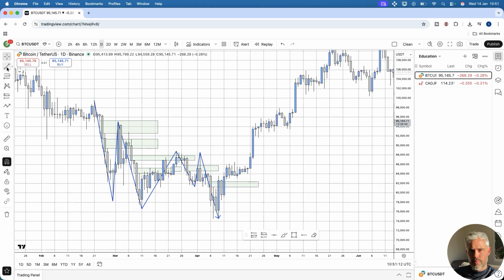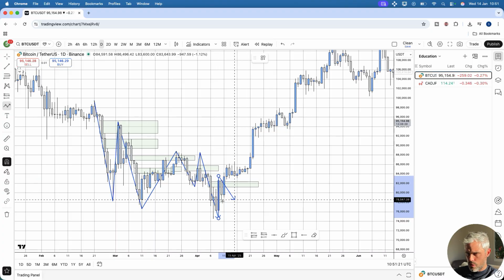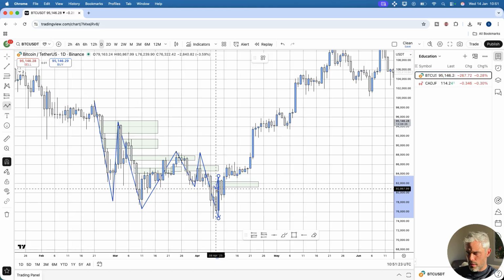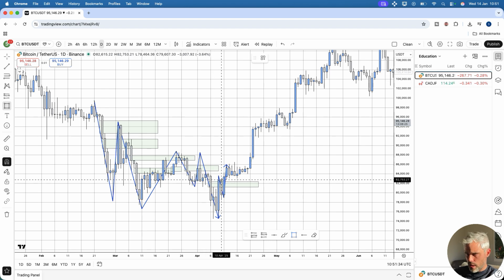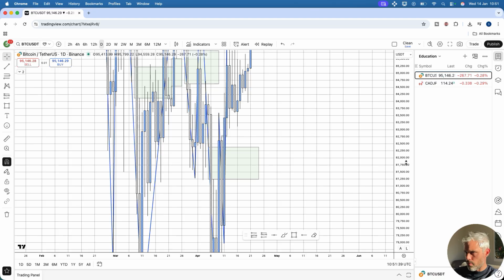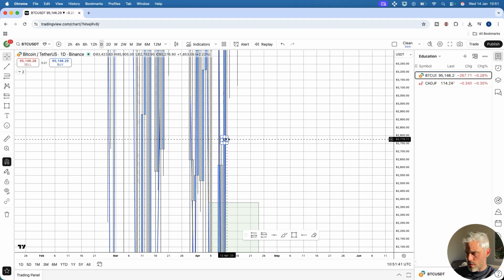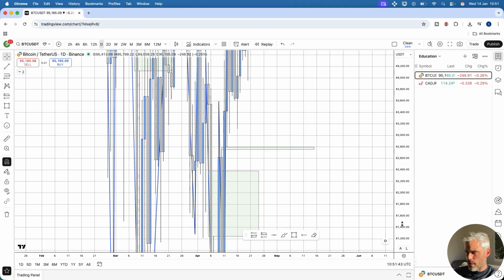Then what we see is that eventually we get this thrust candle here. We get the formation of a new supply zone, an order block right here. So then what happens is that price respects the order block and closes above. And in doing so, we then see the creation right here. It's a bit hard to see in comparison to others, but a new bullish fair value gap.